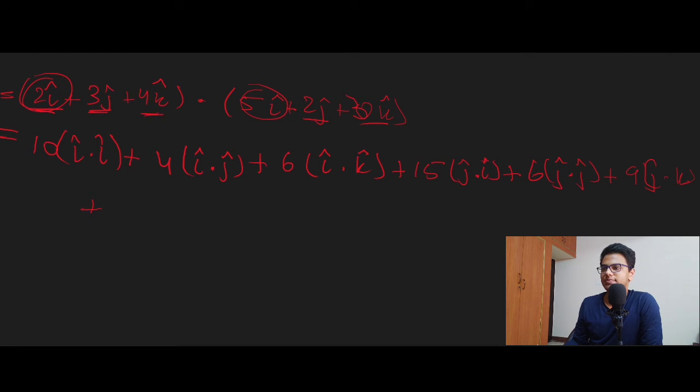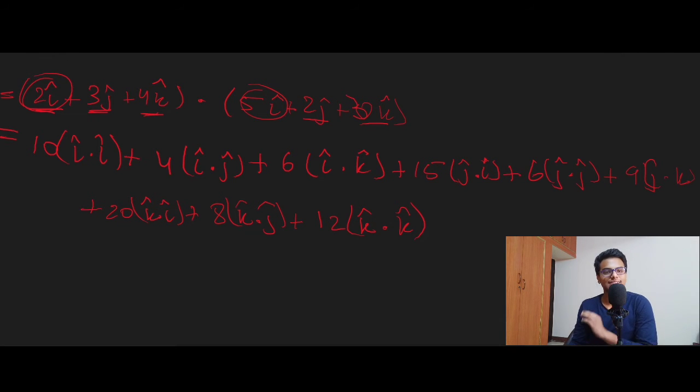Plus, now we're going to begin with this. 20 k cap dot I cap, plus 8 k cap dot j cap, plus 12 k cap dot k cap. Now I'm going to do something that makes this entire thing super easy.